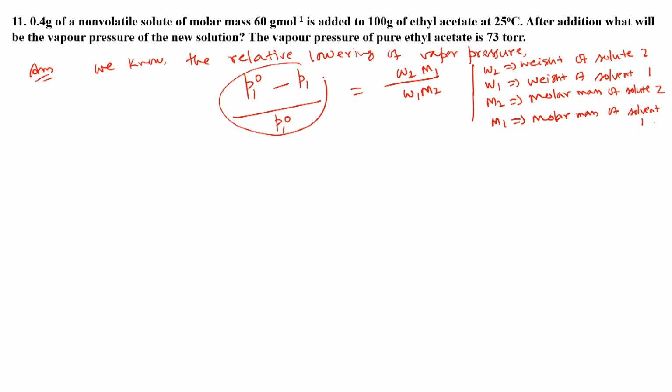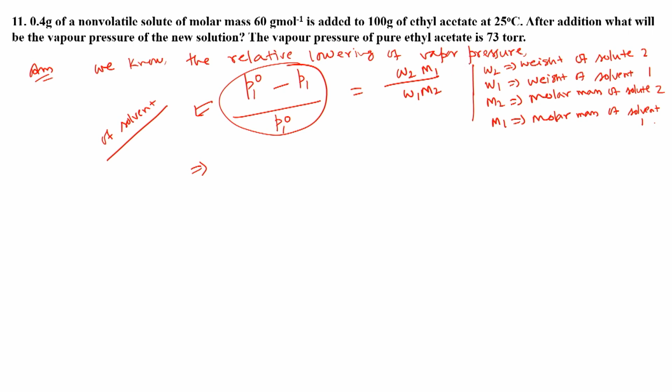So this whole quantity gives the relative lowering of vapor pressure of solvent, right? Without solute, P1 naught was the vapor pressure, and P1 is the vapor pressure in presence of solute. So the numerator gives the lowering of vapor pressure, and if we divide it by P1 naught, we get the relative lowering of vapor pressure. Now we substitute everything.